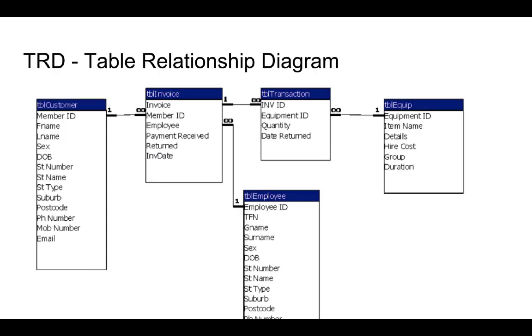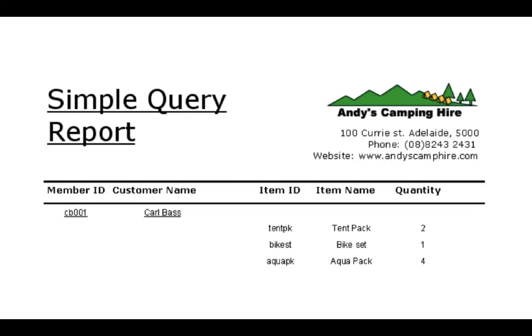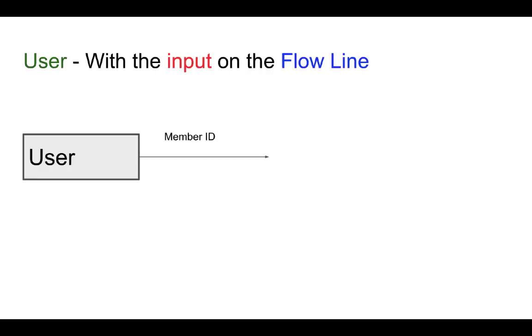To create this data flow diagram, you need to understand your table relationship diagram. So we're going to be getting information from the customer's table, the very first one on the left. We're going to be using something from the invoice table, the transaction table, and across the top, the equipment table. We're going to produce a very simple report that shows basically the member's ID, the customer's name, item ID, item name, and the quantity. To start the flow diagram, we actually need to start with the user.